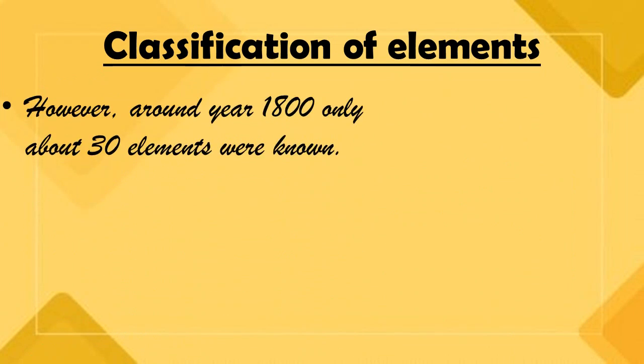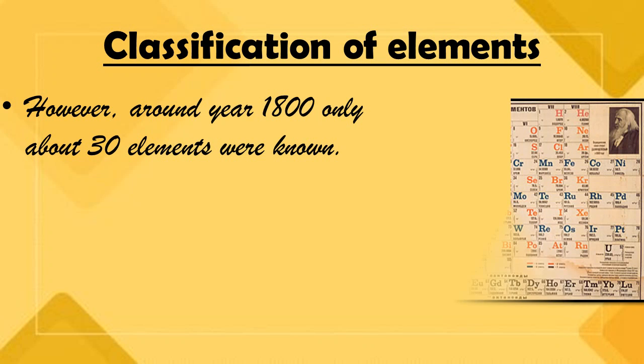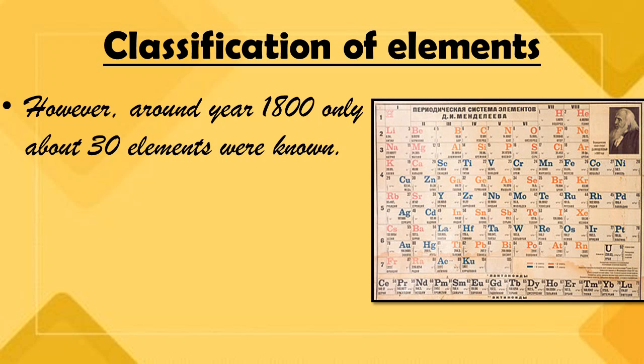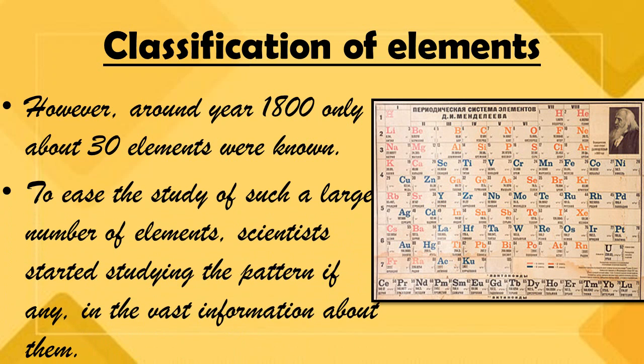Around the year 1800, only about 30 elements were known. So till now there are 118 elements, but in 1800 only 30 elements were known. More elements were discovered in the course of time, and more information about the properties of these elements was gathered. To ease the study of such a large number of elements, scientists started studying the pattern, if any, in the vast information about them. Different scientists put forward different theories related to different discoveries of elements.